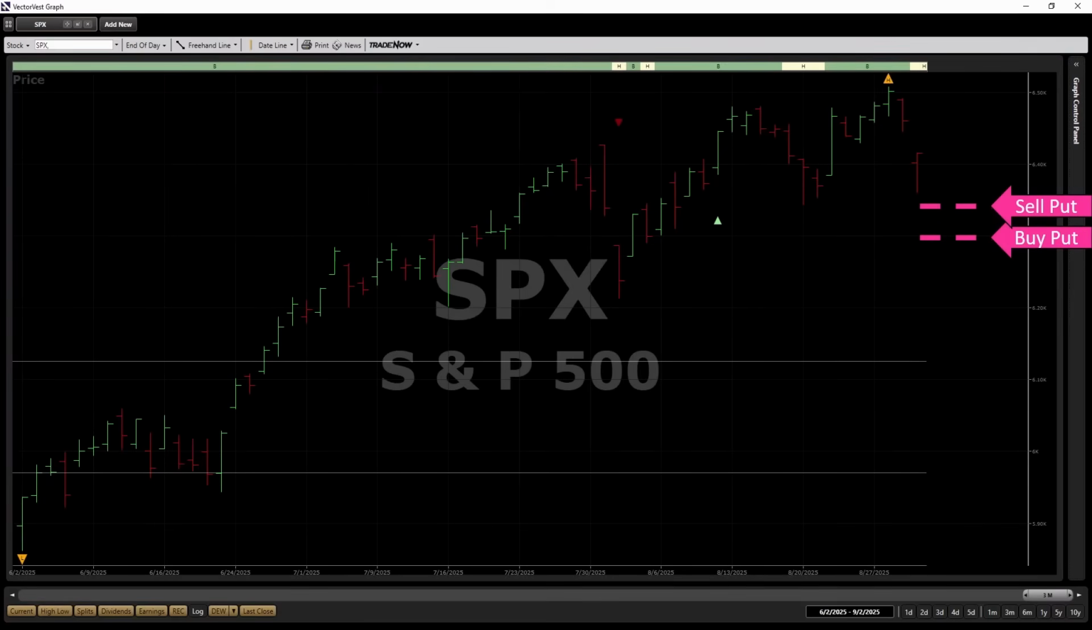So on that day, we are going to do what's called a bull put spread. What we're going to do is sell a put below the current price of the SPX. Then, as insurance, we are going to buy a put even lower. That's the bull put spread. It's the simultaneous selling of a put and the buying of a put as insurance.